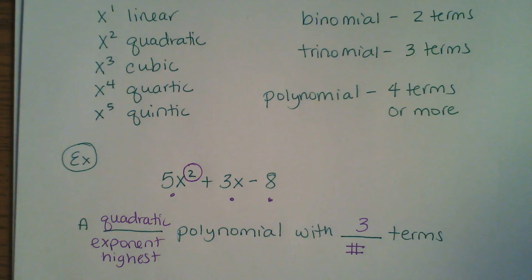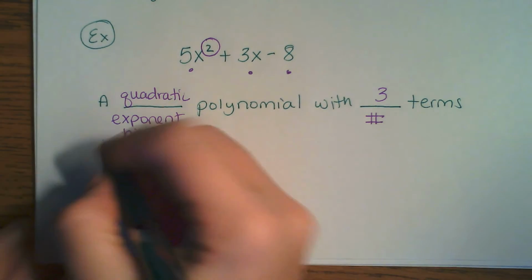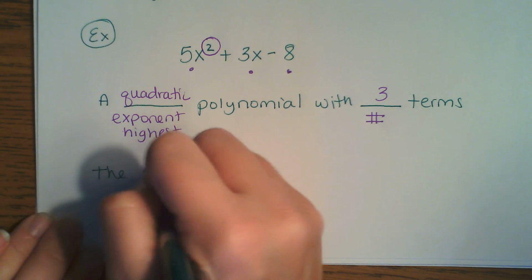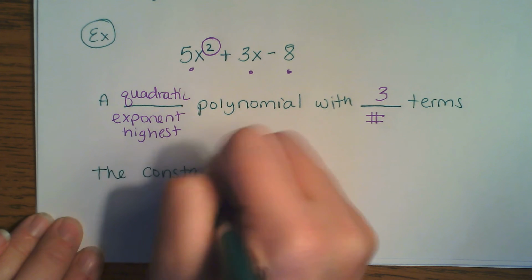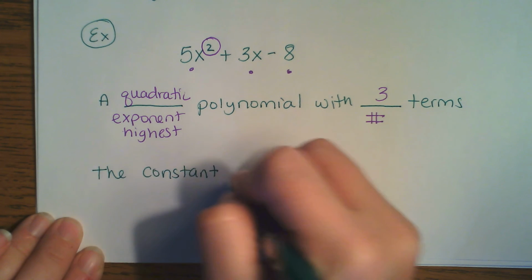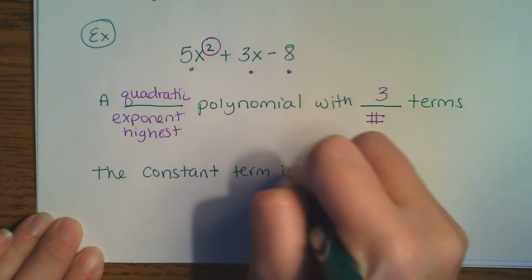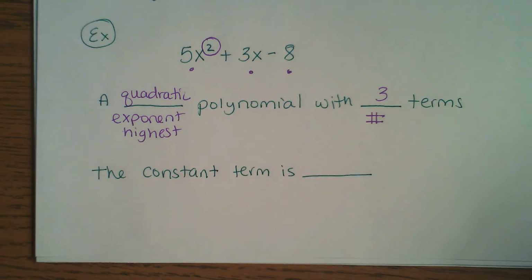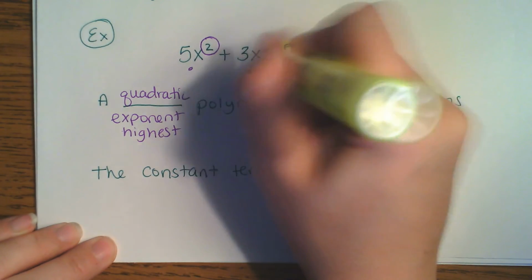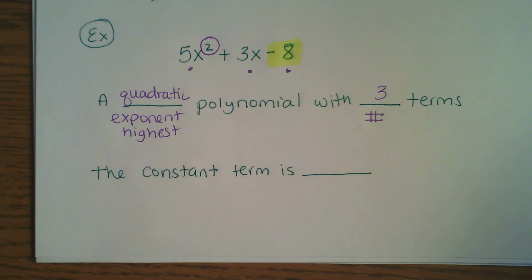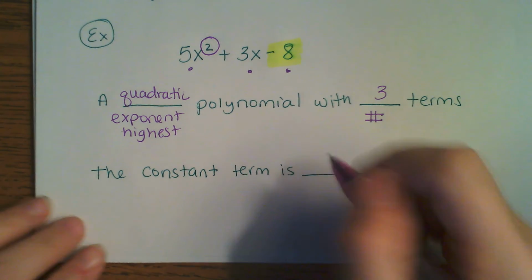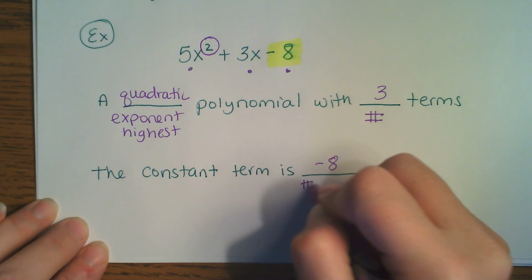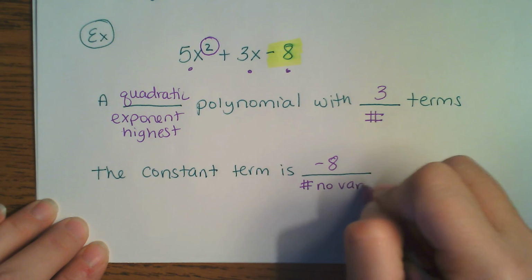The next thing they ask about is the constant term. Your constant is the number that doesn't have a variable. It's -8, right? Yes. Number, no variable.